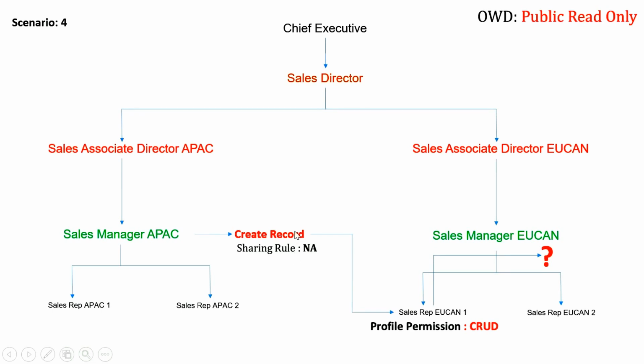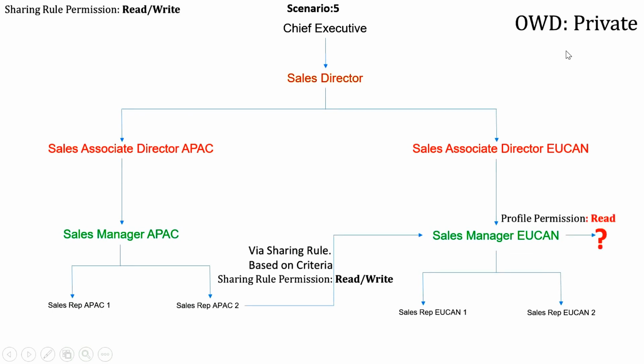We are going with another scenario, scenario 5, where OWD is set to private and this user has create sharing rule permission and profile permission, shared with a particular user, and the profile permission is set to read only. Let's check if this sales manager in UCAN can edit the record or not, although the sharing rule which has been created has the sharing permission as read write.